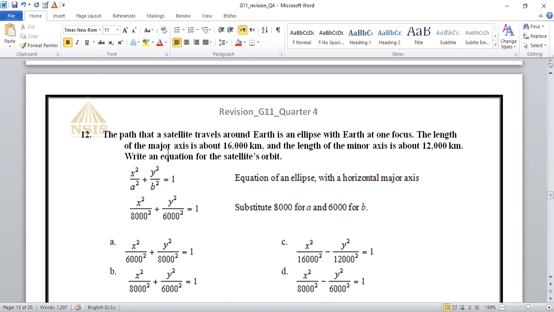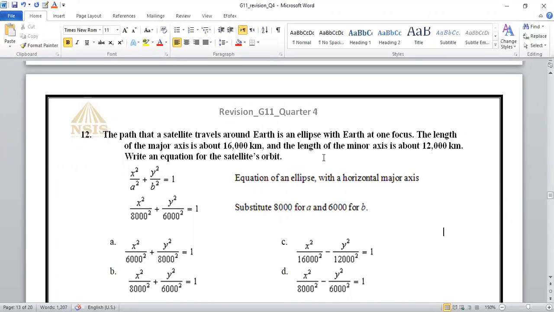The length of the major axis is 16,000. We know that the length of the major axis equals 2a, so a equals 16,000 over 2, or half of 16,000, which equals 8,000.